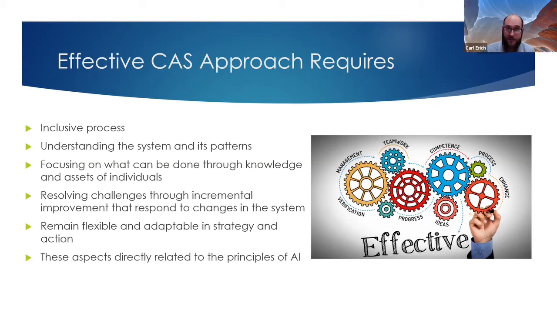Second is to understand the system and patterns. If you're not able to do that, you really need to work on doing an assessment and a map to map out processes in the system, because that's going to be your measurement of how the system is operating and how it's changing over time as you implement projects to enhance your system. Next is focusing on what can be done through the knowledge and assets of individuals. Sometimes this is where communities get stuck.